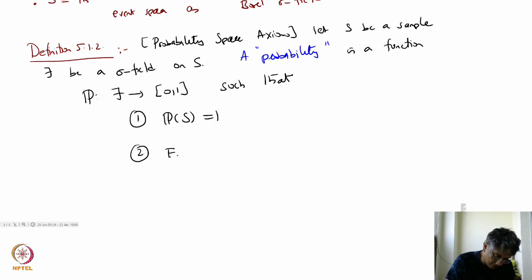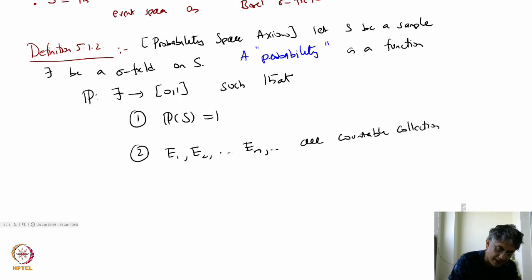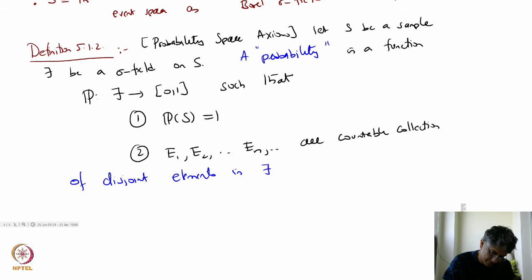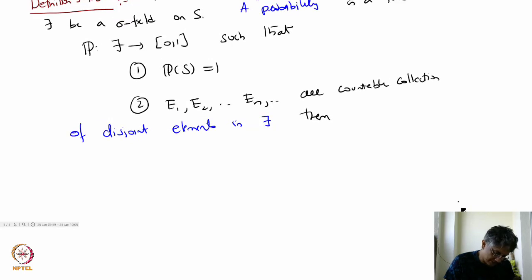And second, as before, if I take E1, E2, and so on, En, a countable collection, and here, since for probability I always want disjoint elements in F, then what I want is the probability of the countable union is the sum of the probabilities.